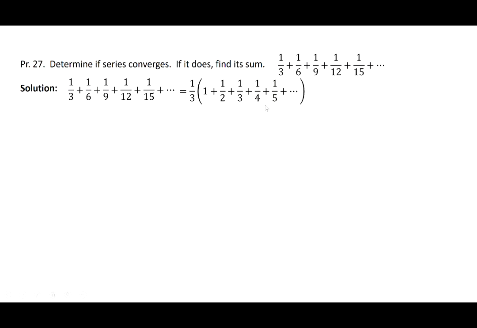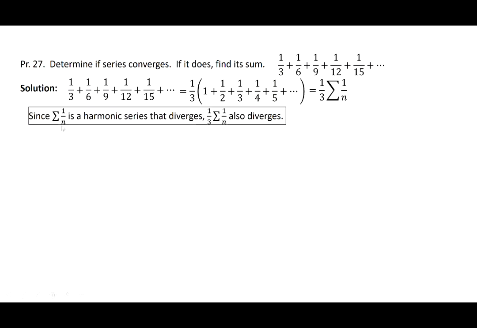Does a harmonic series converge? Nope. So the sum of this stuff inside the parenthesis, we know diverges. That means because it goes to infinity, that sum goes to infinity. So 1/3 times that also should go to infinity. Therefore, this series also diverges. That's the argument we'll make. Since sigma 1 over n is a harmonic series that diverges, 1/3 times that also diverges. Cool? Any constant multiple.